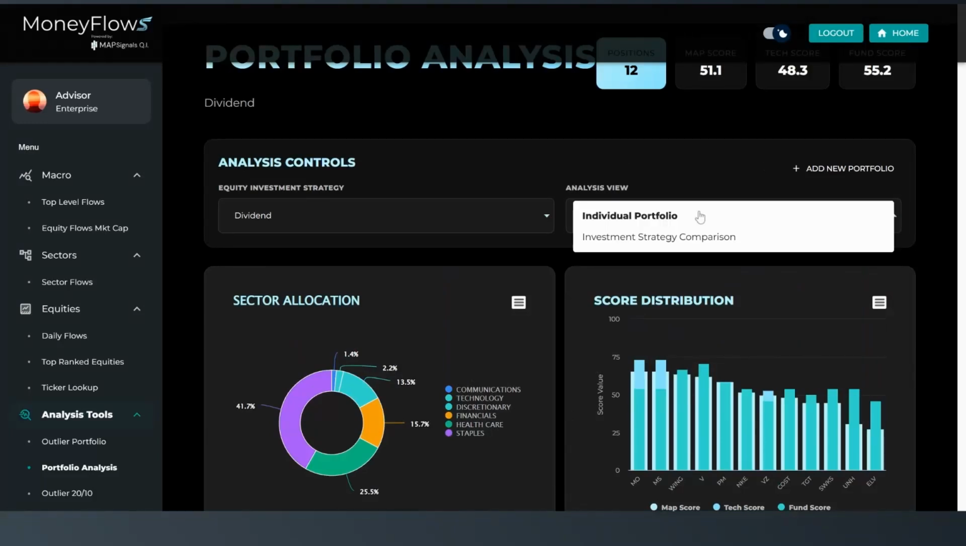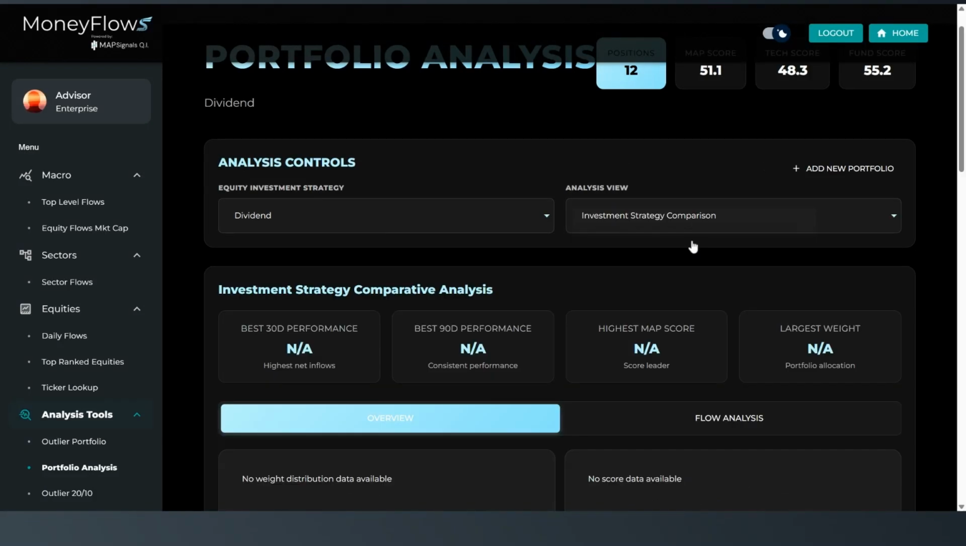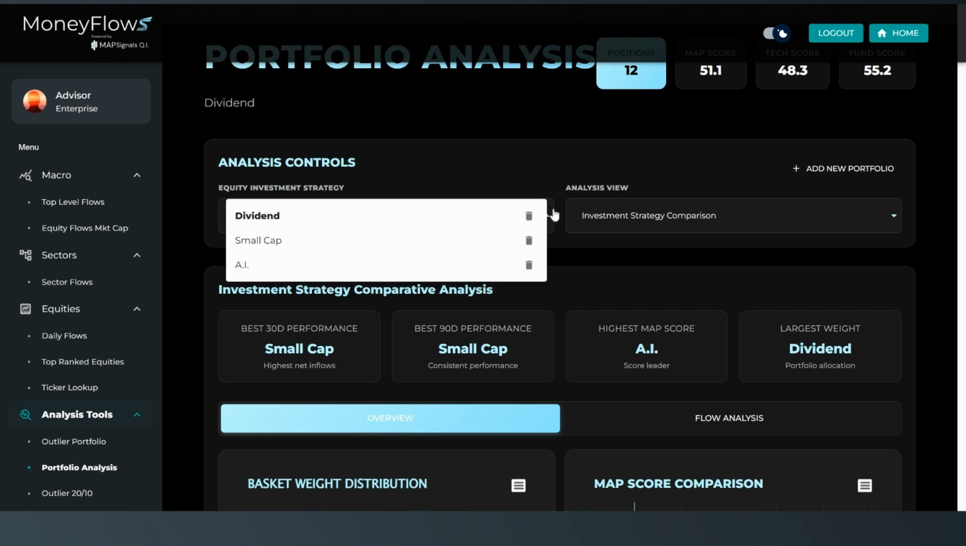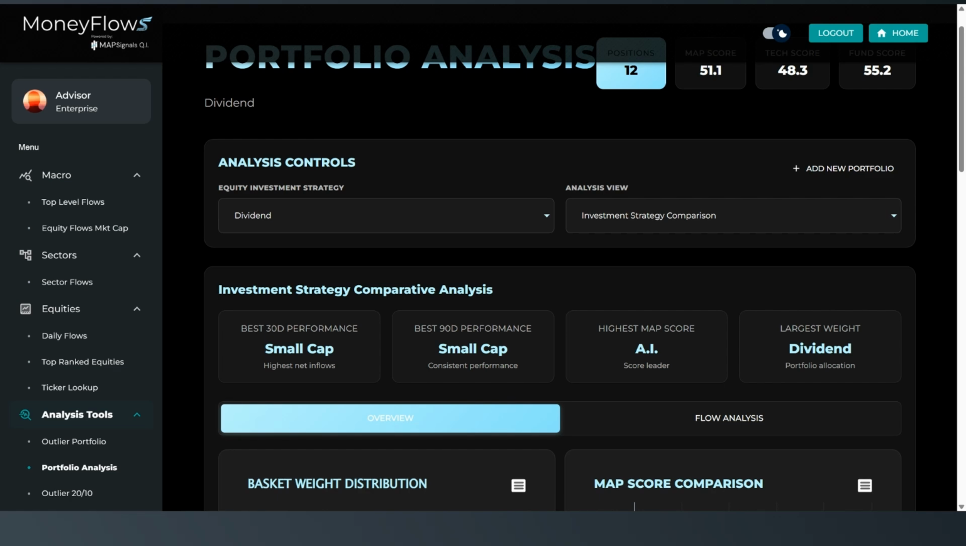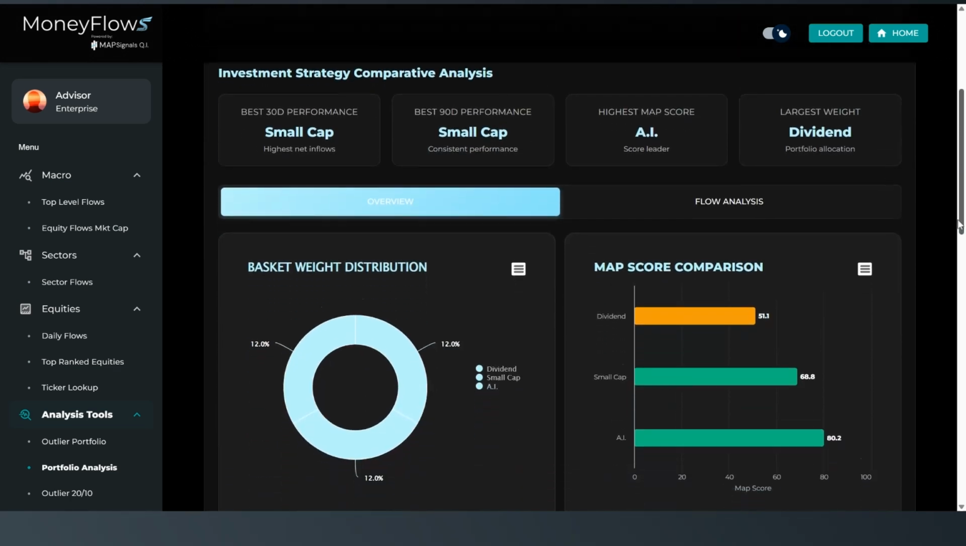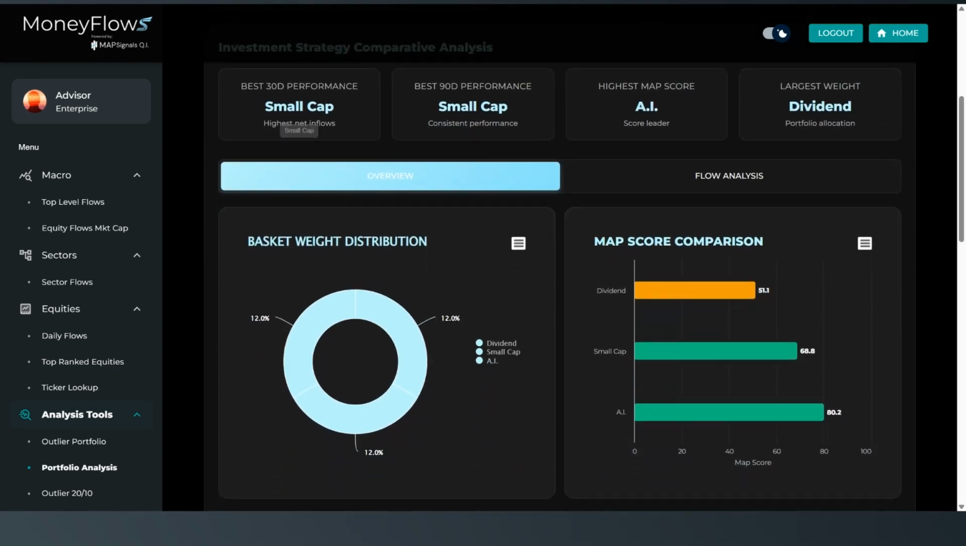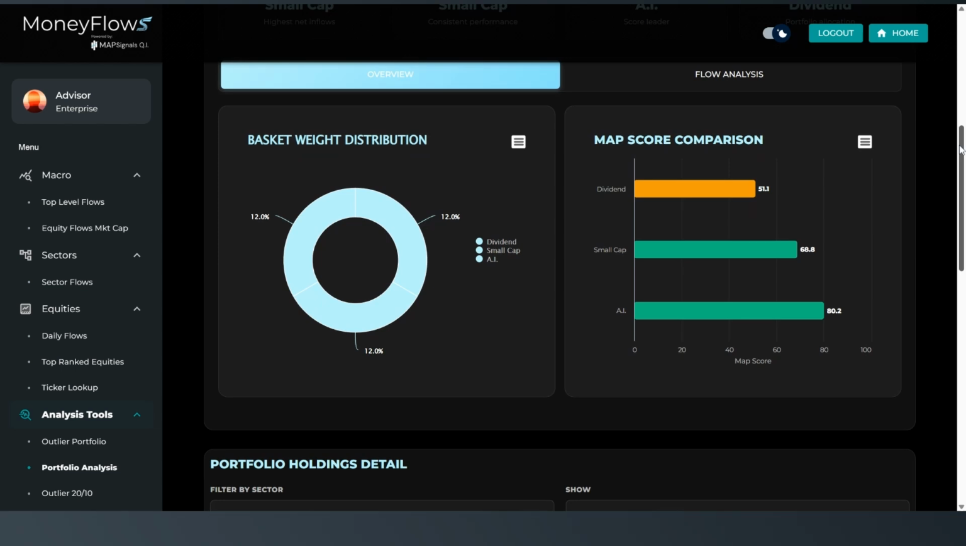Now, you can do an investment strategy comparison. So remember, I told you we had 3 portfolios, a dividend, small cap, and AI. Let's compare those 3. So your 30-day performance in terms of inflows, small cap is the winner. Your highest MAP score is AI, and then your largest weight is going to fall into the dividend category.